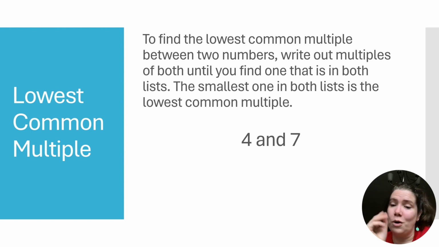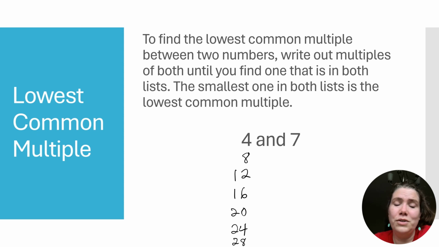If we start with 4, just start adding 4 over and over, and you'll get your multiples. 4, 8, 12, 16, 20, 24, 28. And then we can do the same thing on 7. We're just going to add 7s. 7, 14, 21, 28, 35, 42.